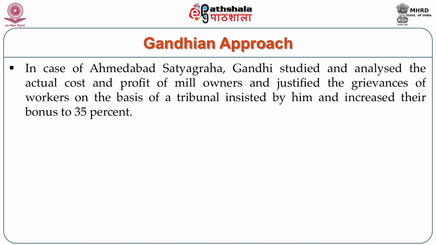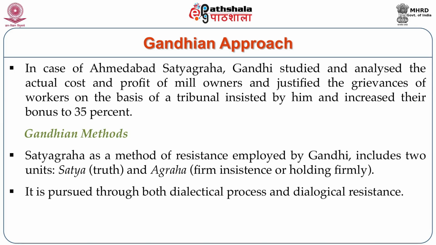Now we will be highlighting certain idiosyncrasies or peculiarities or uniqueness of Gandhian methods. The first and of course the most important is Satyagraha. We know that Satyagraha was a typical Gandhian method of resistance employed by him. This includes two units. First is Satya, which means truth, and Agraha, that is firm insistence or holding firmly, that is, firmly believing in truth. Now it is pursued through both a dialectical process and dialogical resistance.